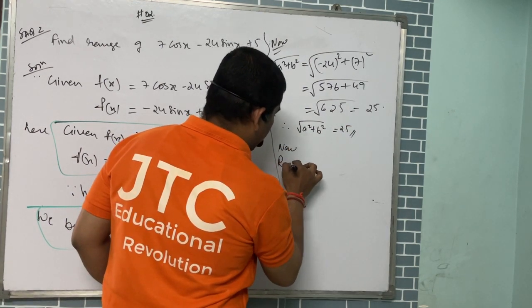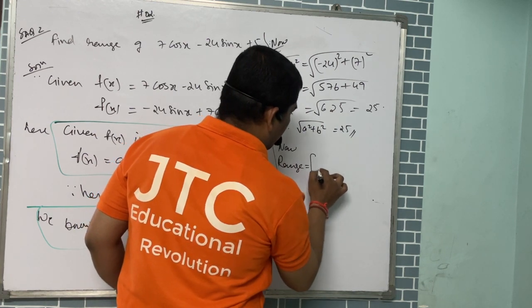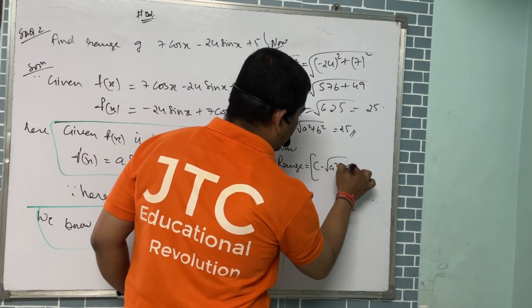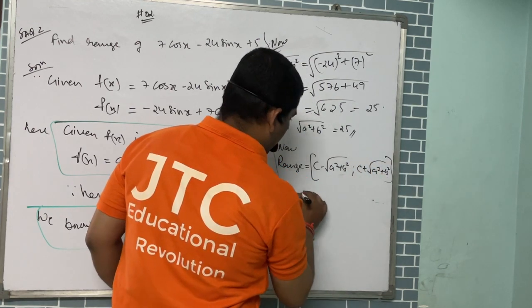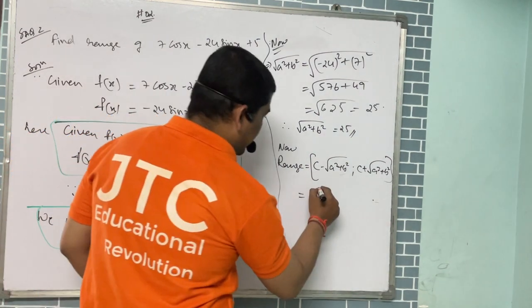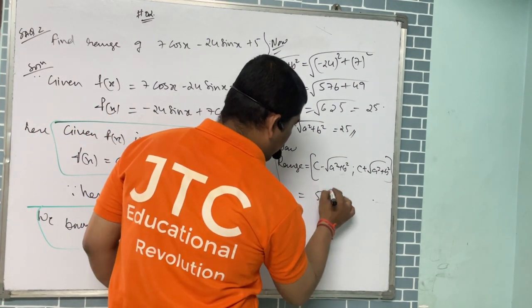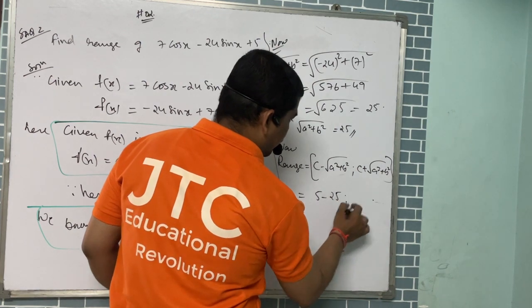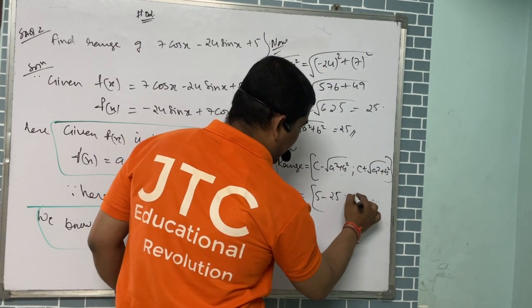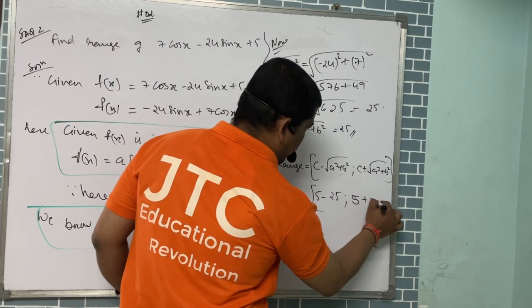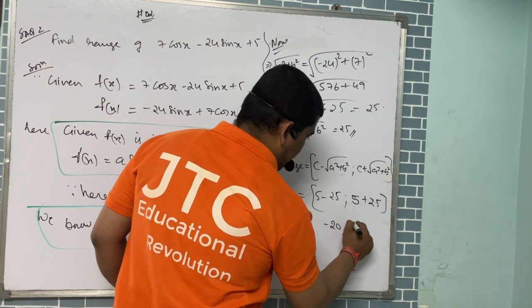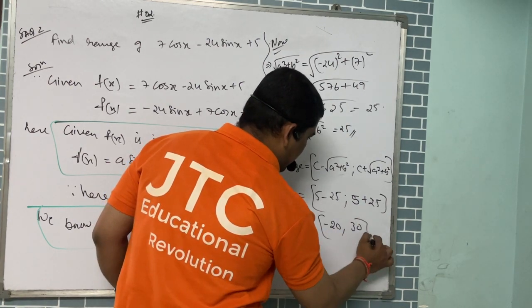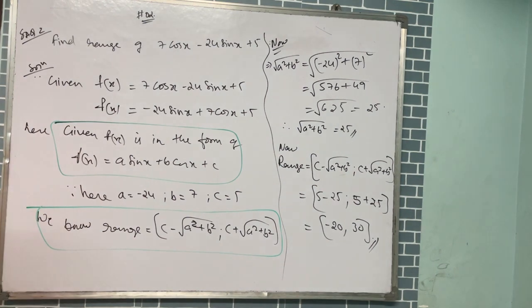Now range is equal to c minus square root of a square plus b square, comma, c plus square root of a square plus b square. What is c? 5. What is the square root of a square plus b square? 25. So 5 minus 25 is minus 20, and 5 plus 25 is 30. So this is our range for this given function. Is that clear to all of you?